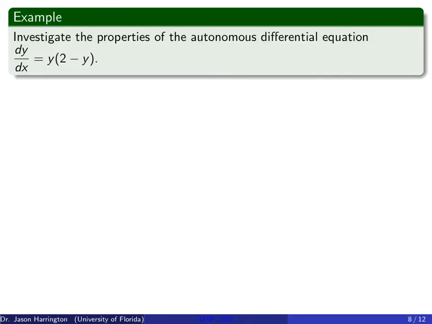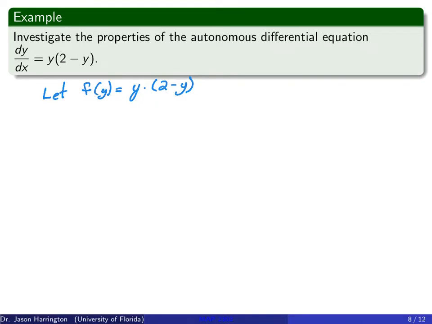All right, so for this example, I want to investigate the properties of the autonomous differential equation dy over dx is equal to y times 2 minus y. This is a pretty nifty little example. First things first, I'm going to let f of y equal y times 2 minus y.